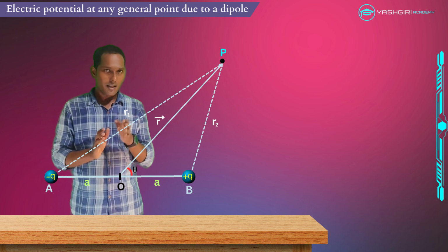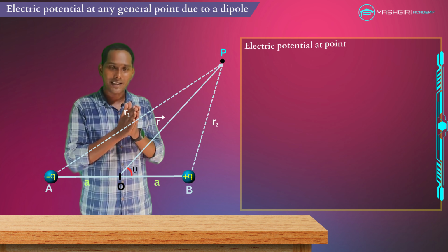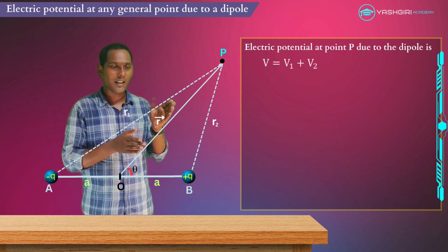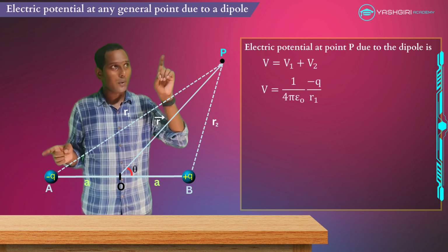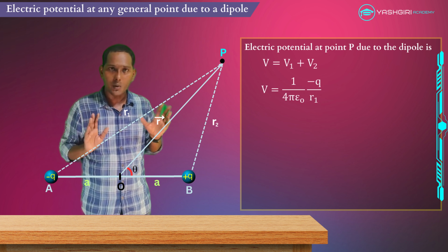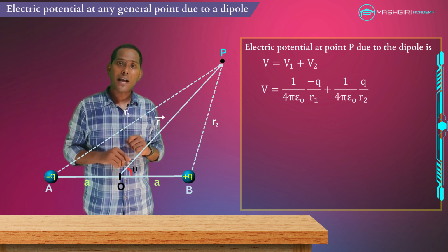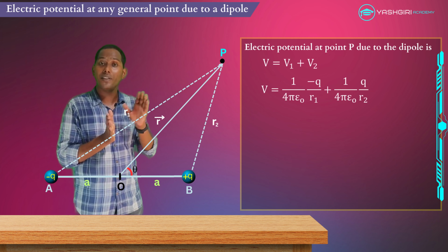All right, now students, what will be the electric potential at this point P? I can write the electric potential in this case as 1 upon 4 pi epsilon naught, the negative charge over the distance of separation, which I have chosen to be r1, plus 1 over 4 pi epsilon naught, the positive charge, and the distance of separation that I have chosen here is r2.